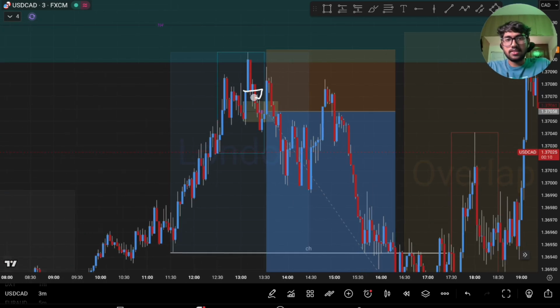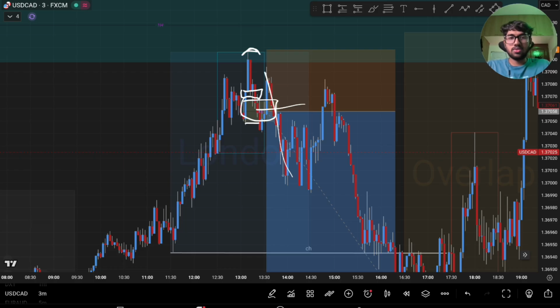You can see there is a tiny inverse fair value gap, there's a breaker block, and of course there is an MSS in the same place. And I've taken entry on the 50% of the breaker block and put my SL above the swing. And you can see that price immediately gave me a good push down.